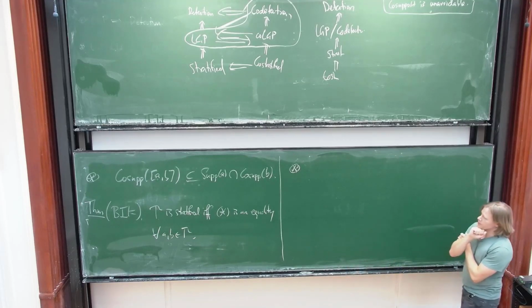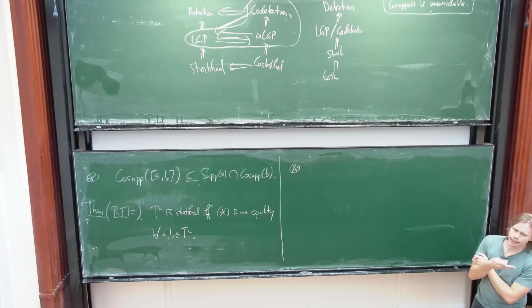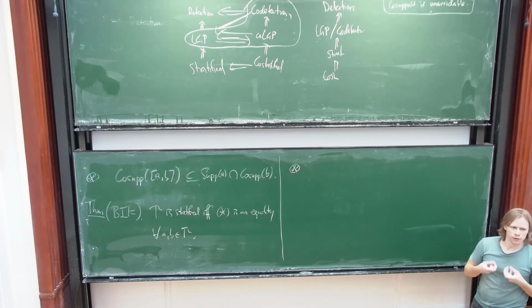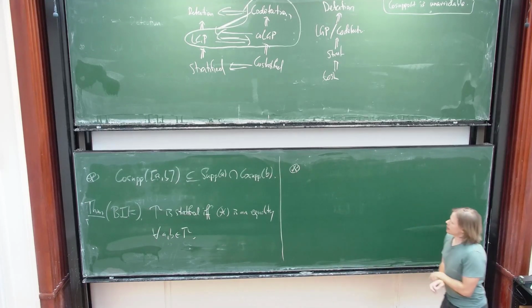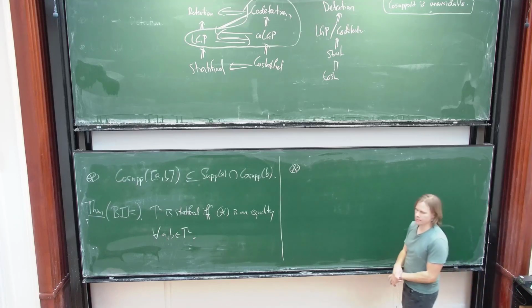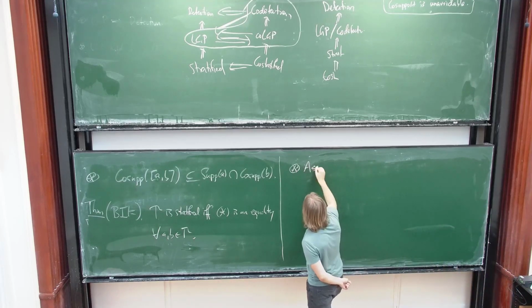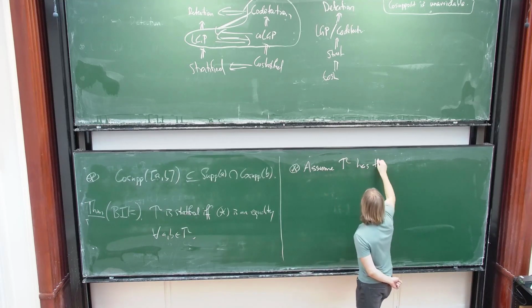Another example of an interesting part of the story is that cosupport is related to the Tate construction and it reflects the topology of the Balmer spectrum. There are different statements one could make, but let me just make the simplest, cleanest statement. So let's assume that T has the co-detection property.